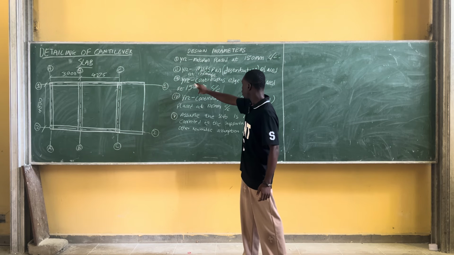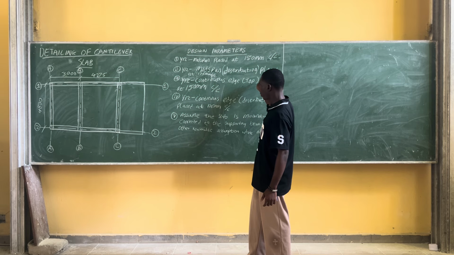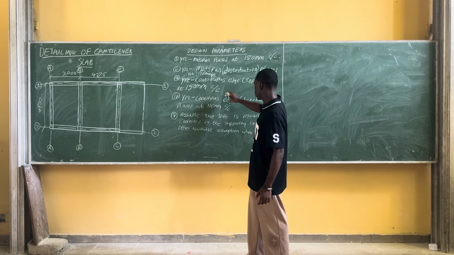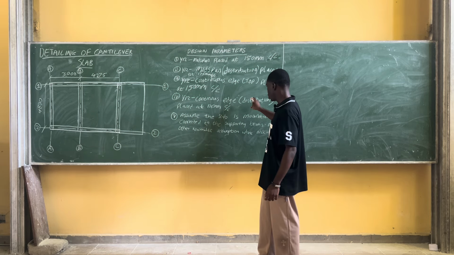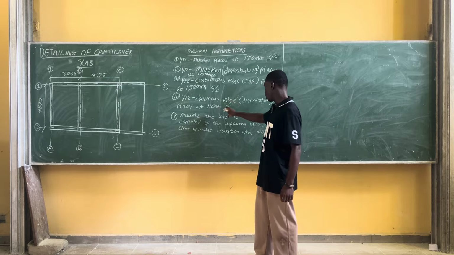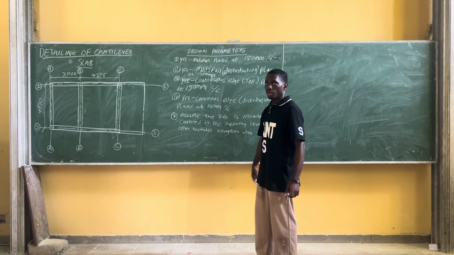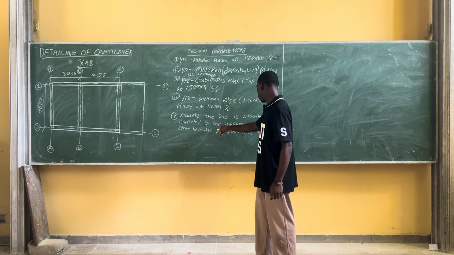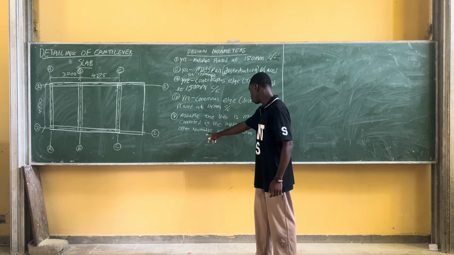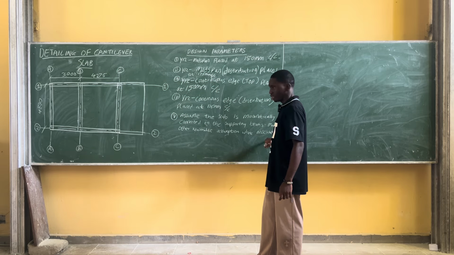Third one, Y12 continuous edge top placed at 150 millimeters center to center. The fourth one, Y12 continuous edge distribution placed at 175 millimeters center to center. And the fifth one is, assume the slab is monolithically connected to the supporting beams. Make other reasonable assumptions where necessary.